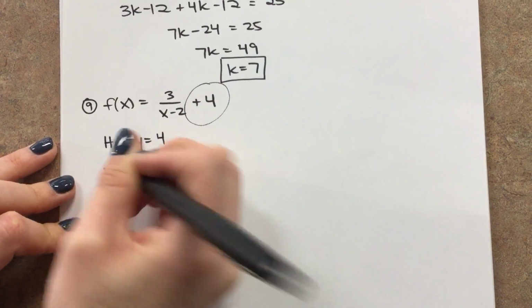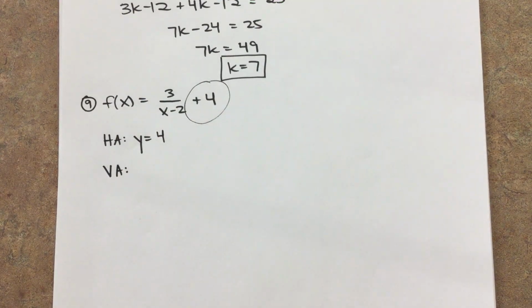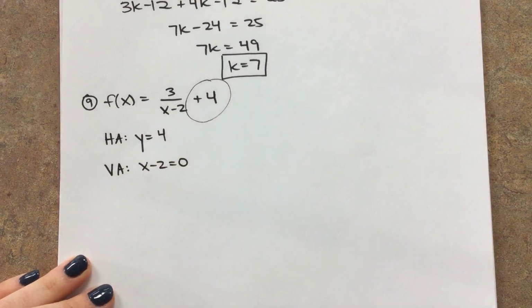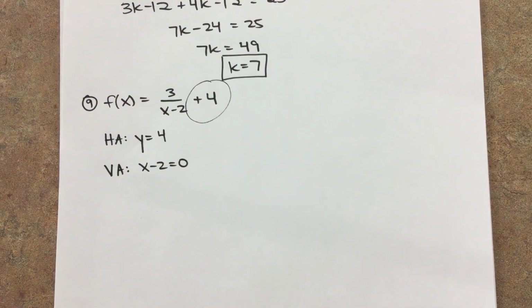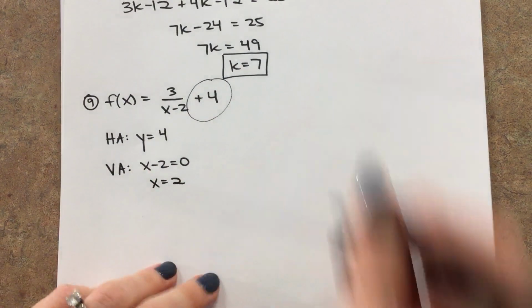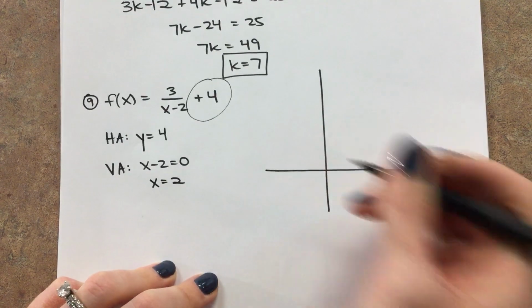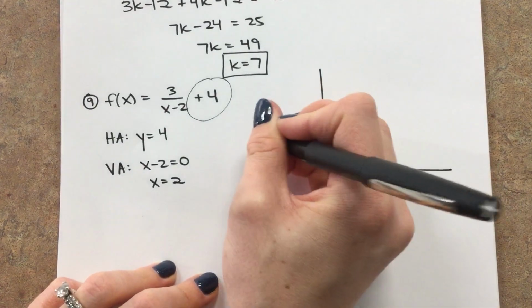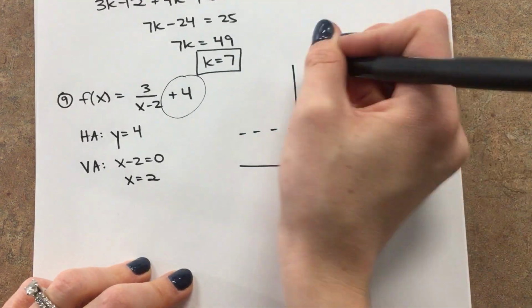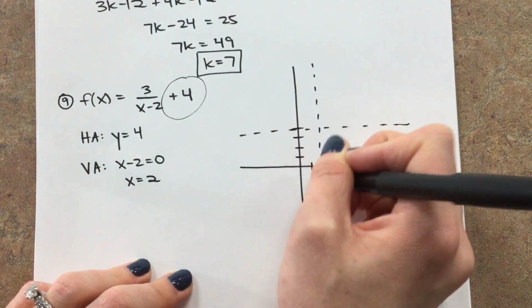And then the vertical asymptote is the same as what we did in 10 and 11. You take whatever expression is in the denominator and you set that equal to 0. So the denominator is an x minus 2, set that equal to 0, and we end up with x equals 2. So I'm going to plot these. So there is your horizontal asymptote, and then here's our vertical asymptote.